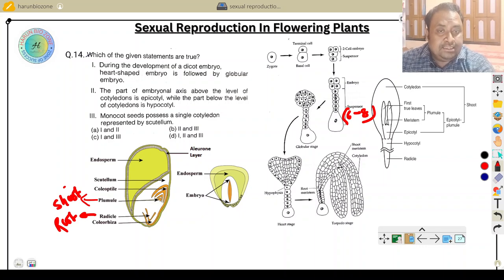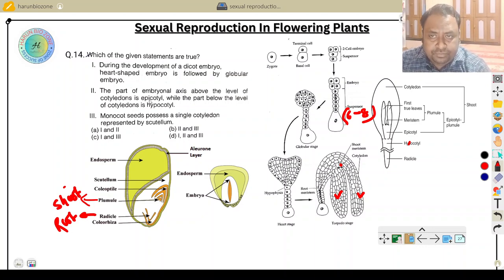Then this heart stage develops the cotyledons. If it is a dicotyledon plant, it develops 2 cotyledons. If it is a monocotyledon plant, only 1 cotyledon is developed. And from this portion the shoot is developed. This is the shoot meristem, and this is the root meristem. This is the hypocotyl region, and this is the epicotyl region. From the epicotyl region the shoot system is developed, and from the hypocotyl region the root system is developed. This is called the torpedo stage. First the globular stage, then the heart-shaped stage, then the torpedo stage.